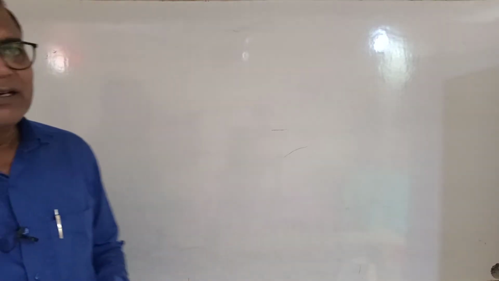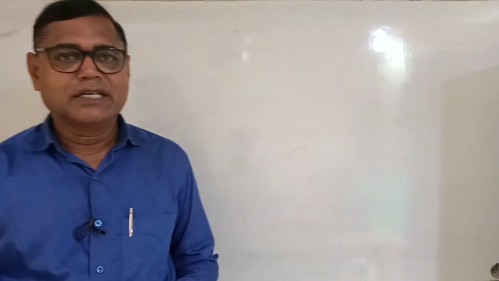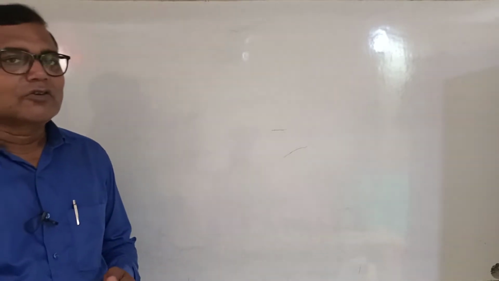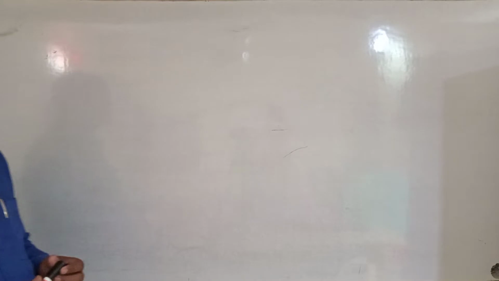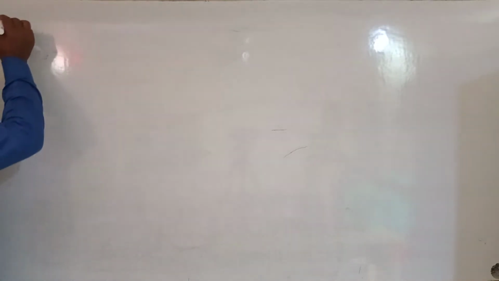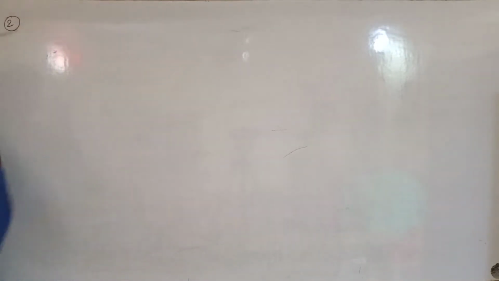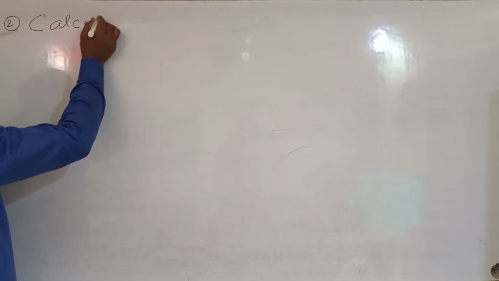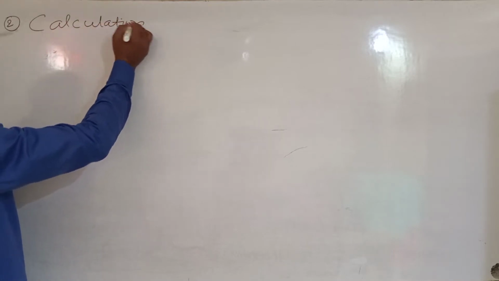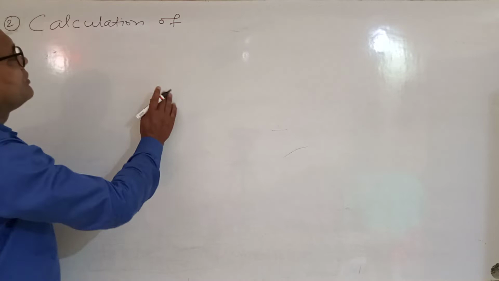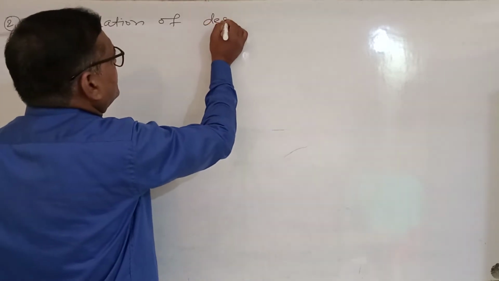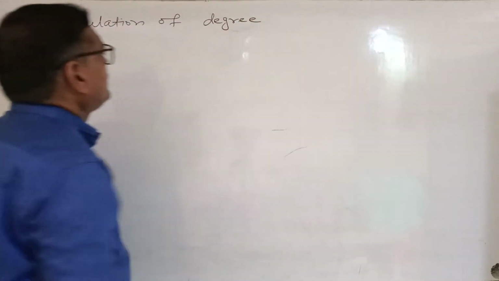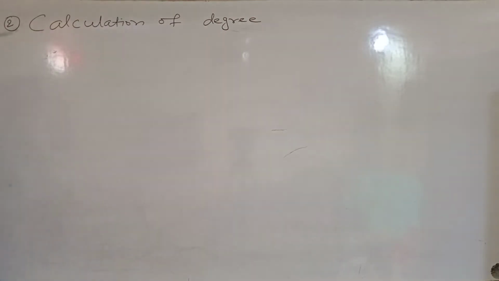Today we explain applications of Kohlrausch law. The second application of Kohlrausch law is calculation of degree of dissociation. We write calculation of degree of dissociation.